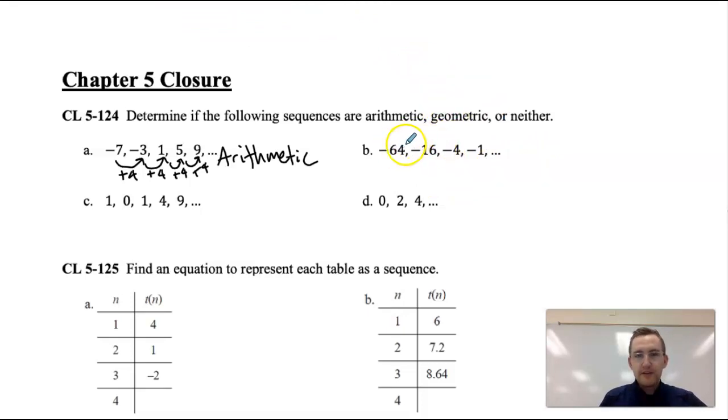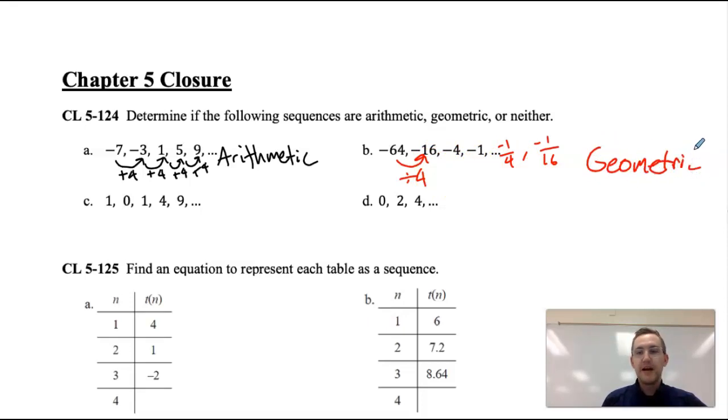But if we look at all these terms, they are multiples of 4. If we take -64 and divide that by 4, we get -16. -16 divided by 4 gets us to -4. -4 divided by 4 gets to -1. If we kept this pattern going, we would get -1/4, -1/16, and so on as we go to the right. So between every single term we are dividing by 4. So this one is going to be geometric.